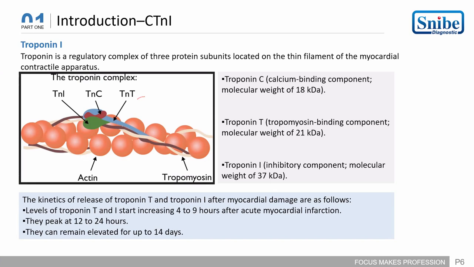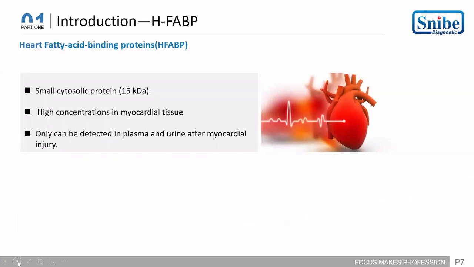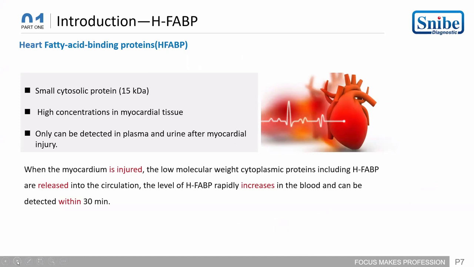If we talk about other markers like HFABP, this is basically heart fatty acid binding protein. They are small cytosolic proteins of 15 kilodaltons, and they have a high concentration in the myocardial tissue. They can only be detected in plasma and urine after myocardial injury, and these heart fatty acid binding proteins are also a specific marker for myocardial infarction and other cardiac diseases like heart failure.